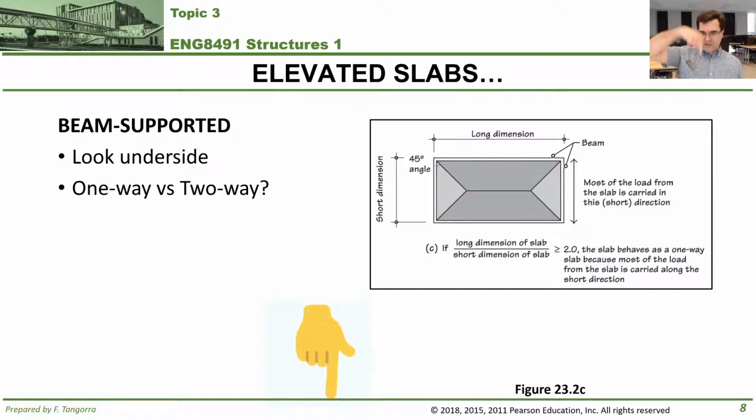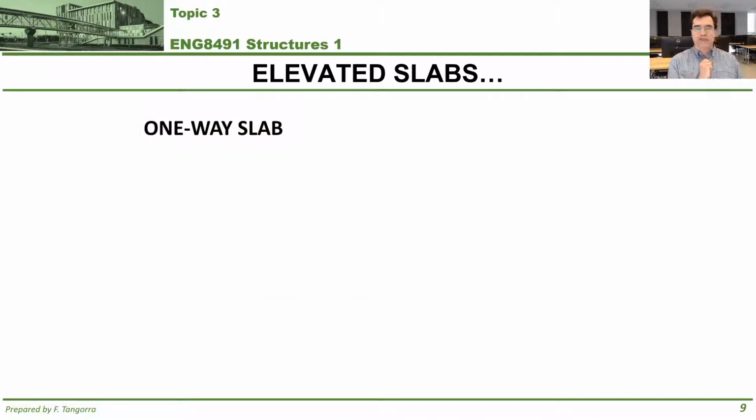Now, in that video that I've linked for you, I also go through explaining how this is a rough rule of thumb. The reality is you can't tell if it's a one-way slab or a two-way slab unless you know the reinforcing pattern, which is invisible to you, okay? But I talk more about that in the video below. Now, instead, what I want to do is talk a little bit about what the difference is between a one-way slab and a two-way slab.